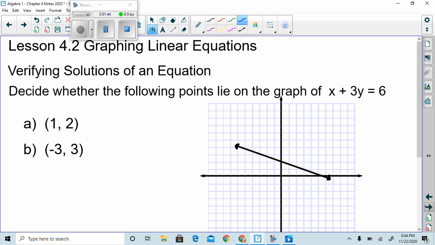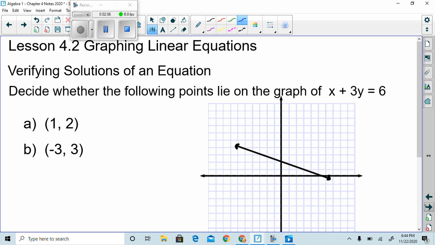So before we do any actual graphing, I'm going to give you a graphed line, and I'm going to ask you if you can tell whether the points that are given lie on the line, which means that they are solutions to this equation. I'm starting off with an equation in standard form, x plus 3y equals 6. And it's already graphed for us.